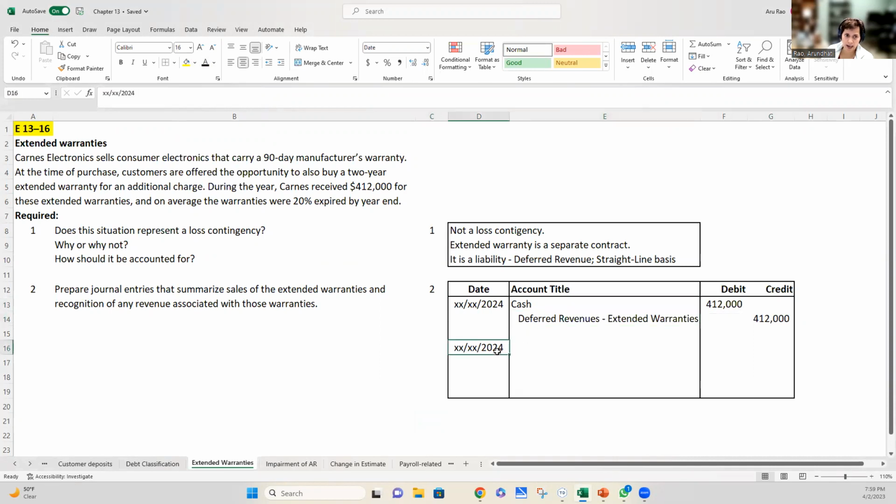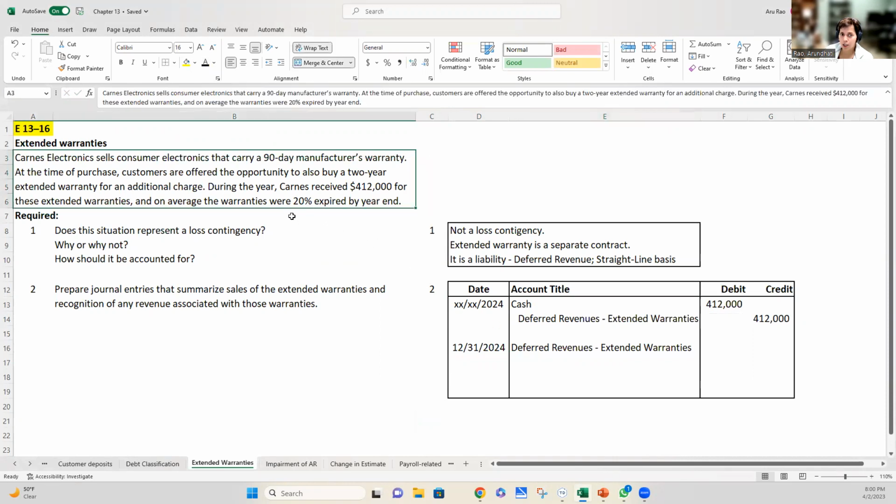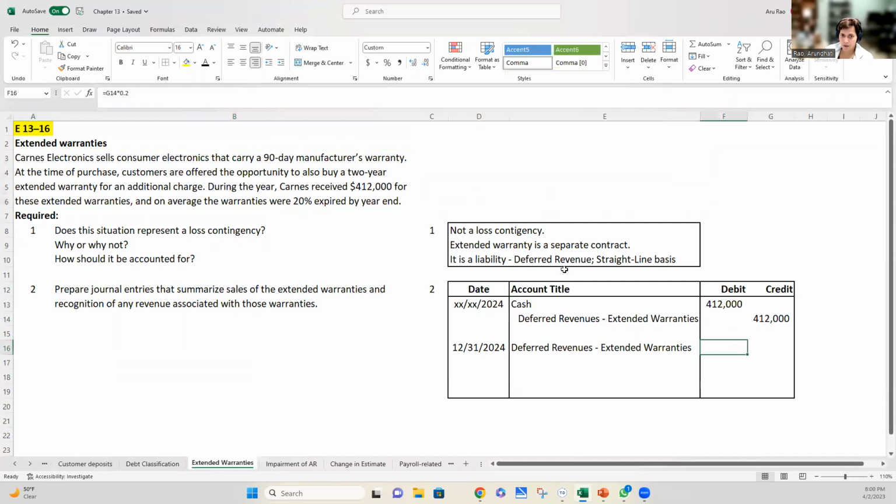Now at year end, December 31st, so let me change the date over here. December 31st, 2024, how much of this can I recognize as revenues? So I'm going to debit the liability in order to recognize the revenue, decreasing the liability. They've told me very specifically 20%. So 20% of 412 is the amount that I'm going to recognize, which is 82,400.